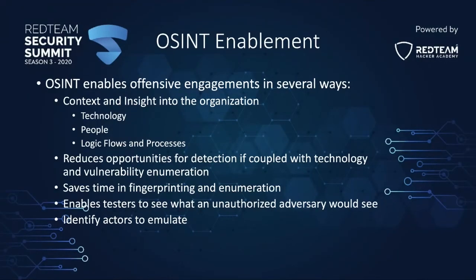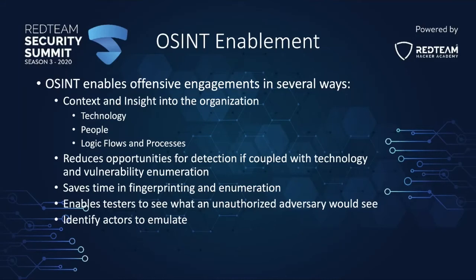So we don't have to be ultra noisy using something like Nmap or Nessus against the subject or victim organization to be able to determine what we're going to exploit and how we're going to work our way in. Ultimately, it is going to help us save a lot of time in fingerprinting and enumeration, depending on the web presence. For some organizations, it's hanging out there for everybody to see. For other organizations, it's a little bit tougher.